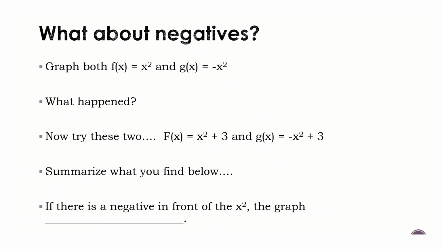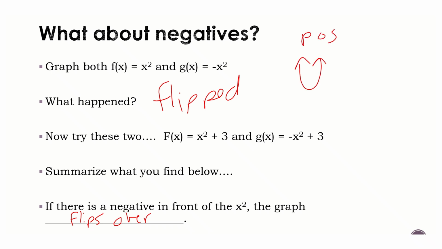So what happened? It flipped or reflected over the x-axis. And then on this one, if there's a negative in front of the x squared, the graph flips over. We could also think of it this way. If it's positive, the graph looks like this. If you have a negative in front of that x squared, it flips the graph over. And you might hear that referred to as it opens up or it opens down.